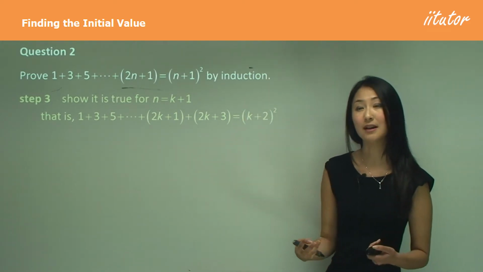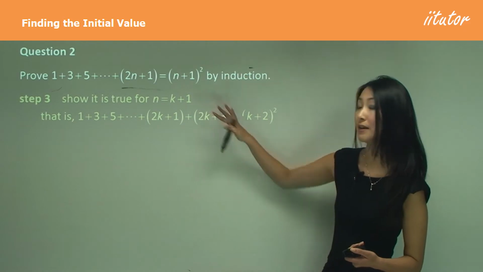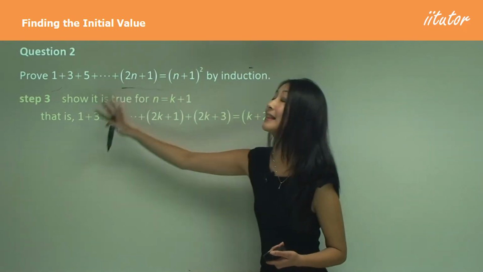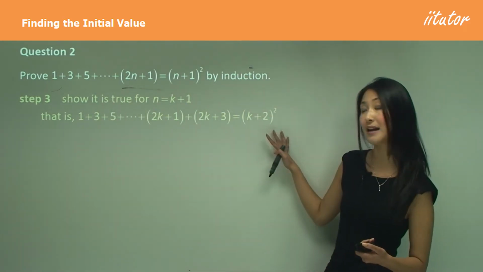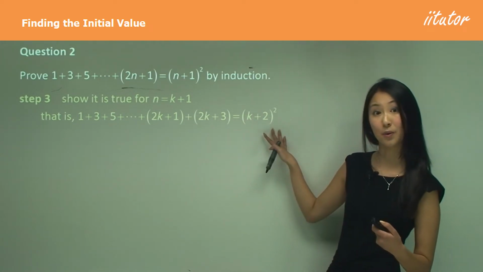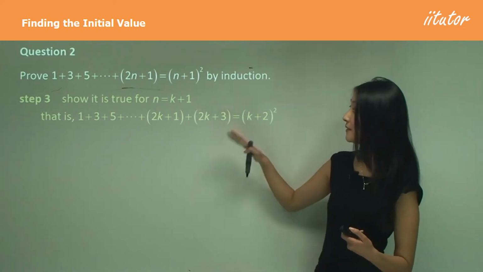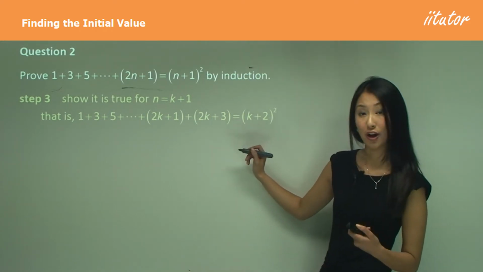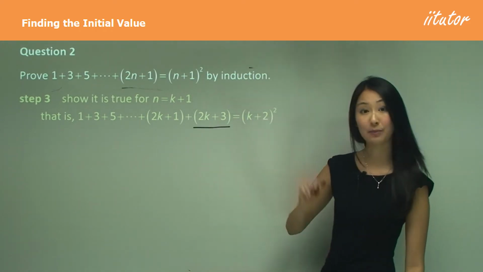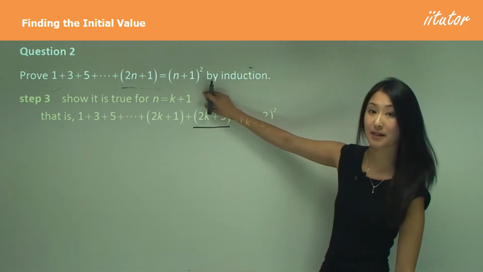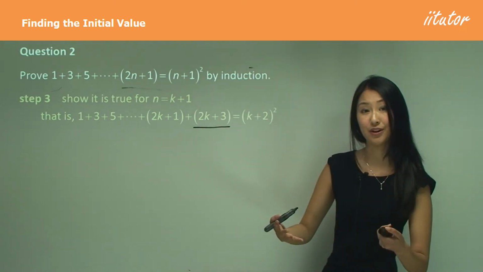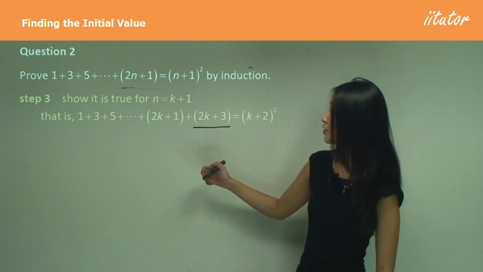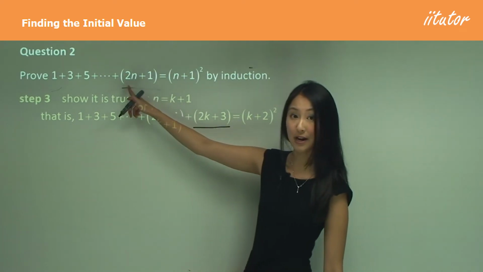That's what we want to do in step 3. Show it's true for n equals k plus 1 by showing that this side equals this side. Now, how do we get this equation over here? Well, on the left-hand side, we add an extra term, this term over here, because we're having k plus 1, so that plus 1 is that extra term. And so we just substitute k plus 1 into this equation here.